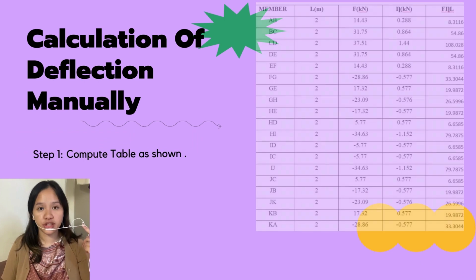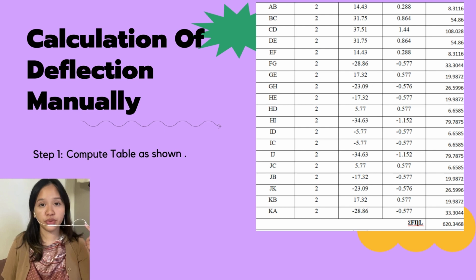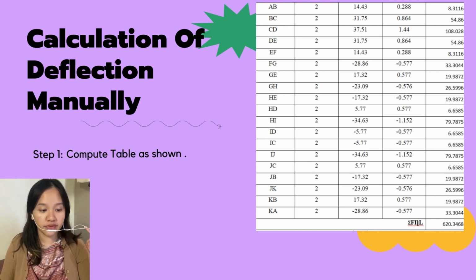Next, to make sure that our calculation is accurate, we have used the calculation of deflection manually, which is shown in this slide. Based on this slide, we have computed all the values inside a table to ease our findings in F and L. So based on the table, we have found the length of each member, the force of each member, which is the real load indicated as F, as well as the virtual load, which is N. So if we multiply all the values, we can find the F and L value, which will be used inside the deflection calculation manually.